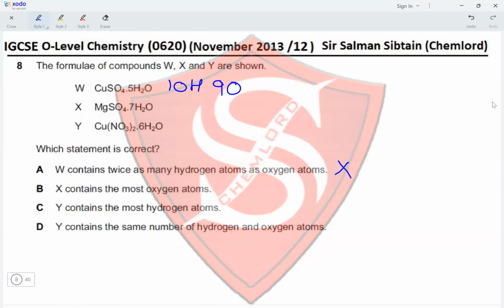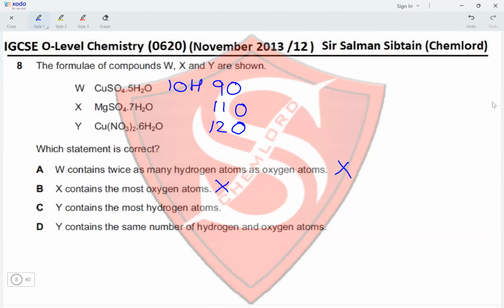X contains the most oxygen atoms. So for the most oxygen, we'll count the total number of oxygen present. So this would be 4 plus 7. That makes 11 oxygen. And Y would contain 6 plus 6, 12 oxygen. So the greatest number of oxygen atoms are present in Y, not in X. So this statement is incorrect as well.